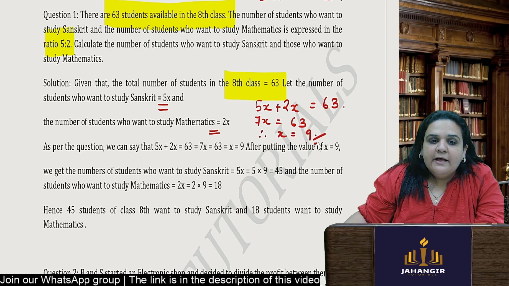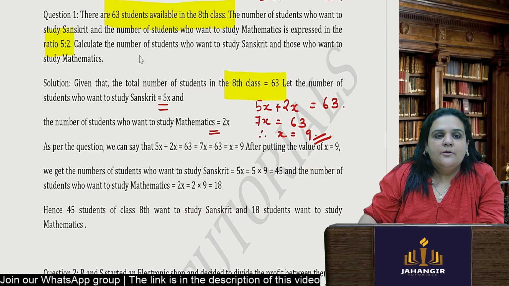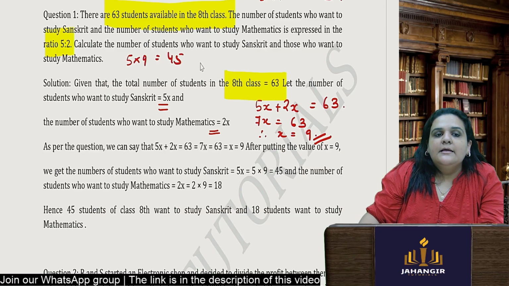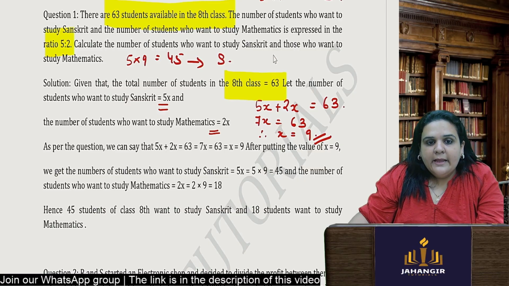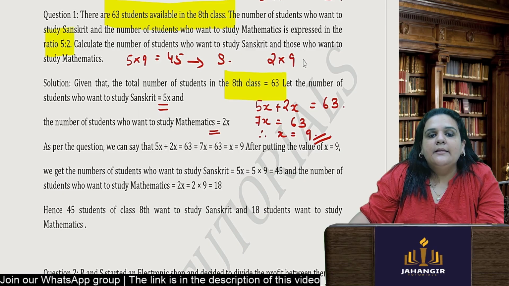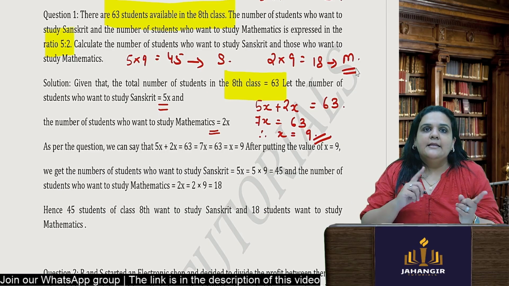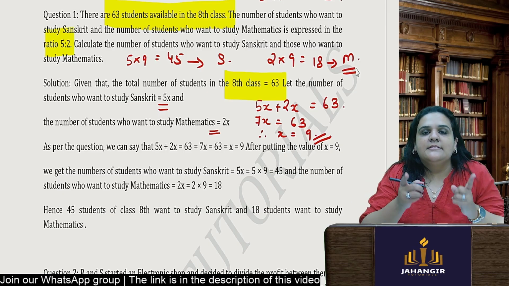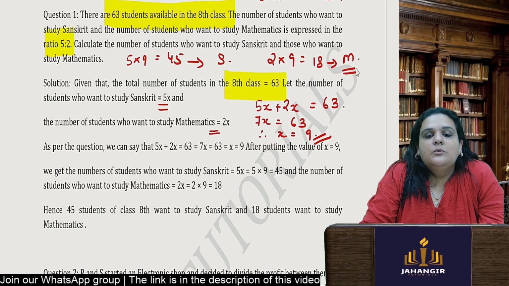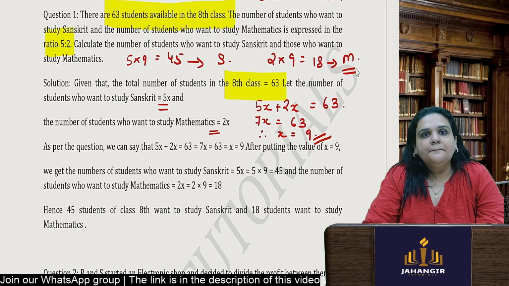Now I have the value of x. I will put this value in: 5 into 9 is 45, the number of students who want to study Sanskrit. Then 2 into 9 is 18, so 18 students want to study mathematics. When I add 18 and 45, I get the answer as 63, which is the total number of students in the class. Clear? Okay.